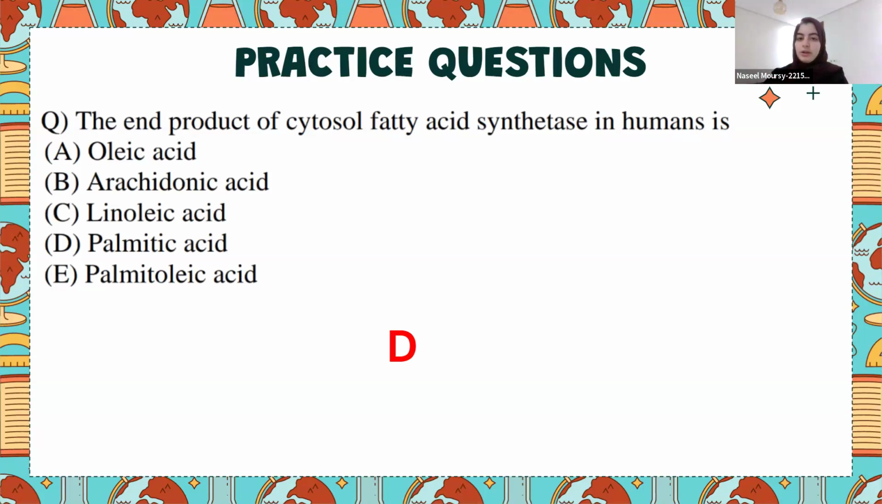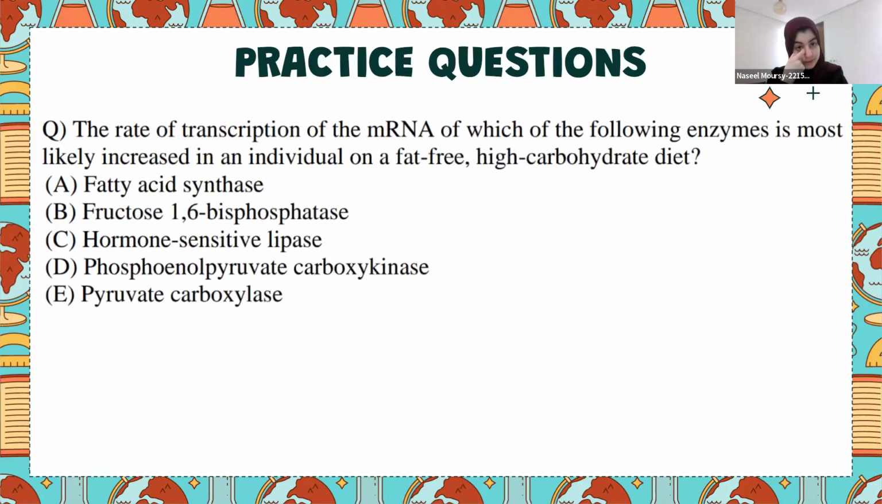Okay. Now, third practice question. Now this might be a bit complicated. Let's see if you guys can do it. So let me read it. The rate of transcription of the mRNA of which of the following enzymes is likely increased in an individual on a fat-free, high-carbohydrate diet. C, it's giving C. Alright, no. Not B. So it is A.